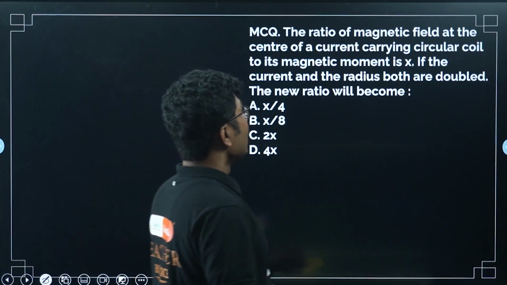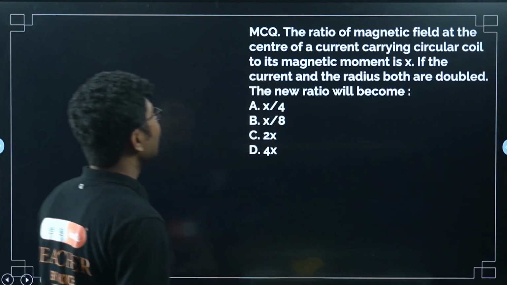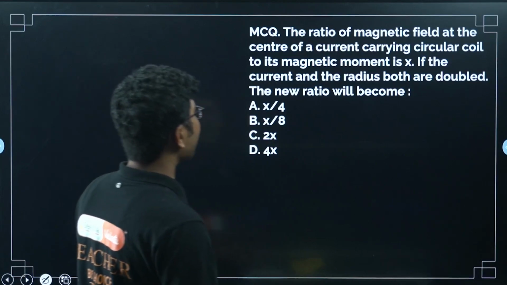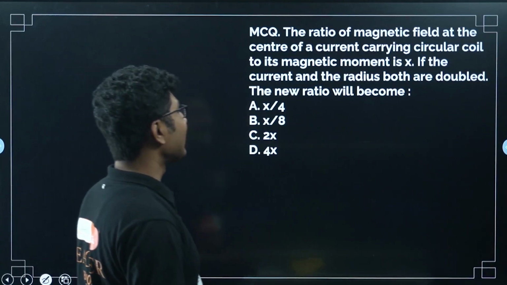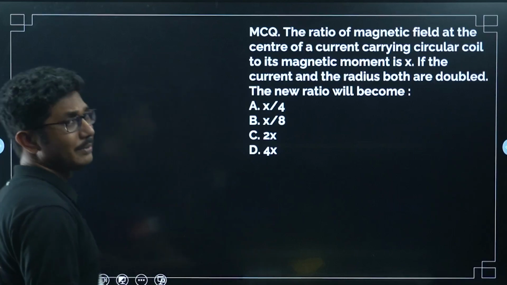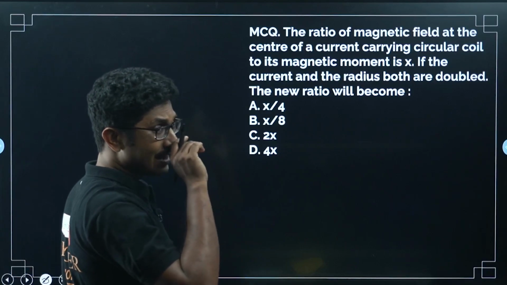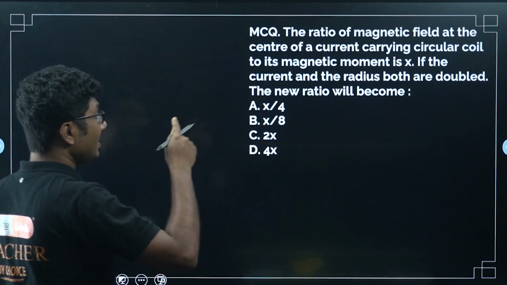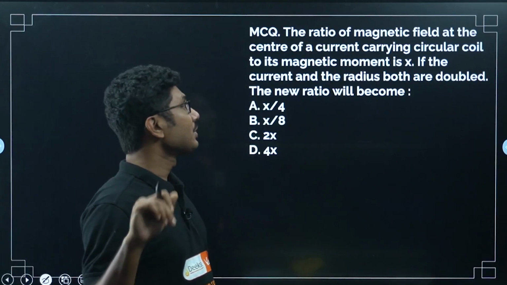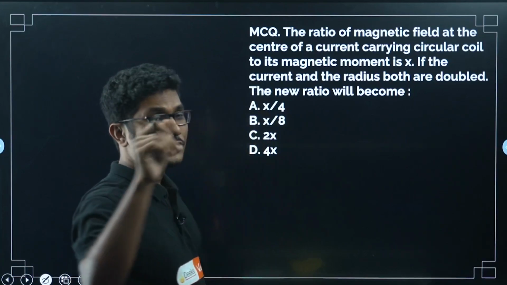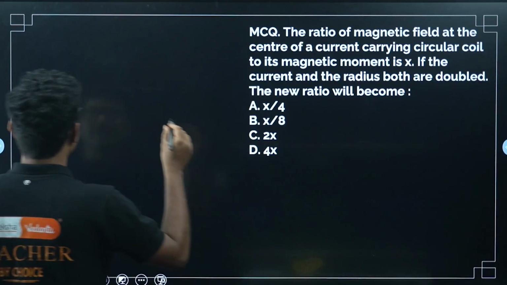Now, the ratio of magnetic field at the center of a current carrying circular coil to its magnetic moment is x. If the current and the radius both are doubled, the new ratio will become what? So what have they asked you? They have asked you to find the ratio of magnetic field to magnetic moment.